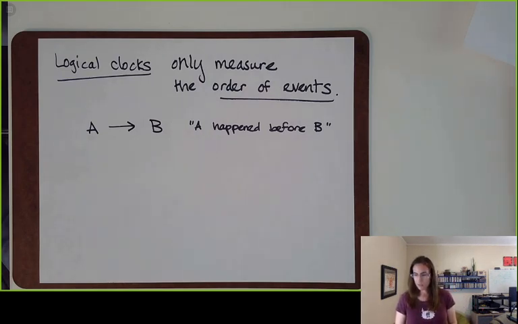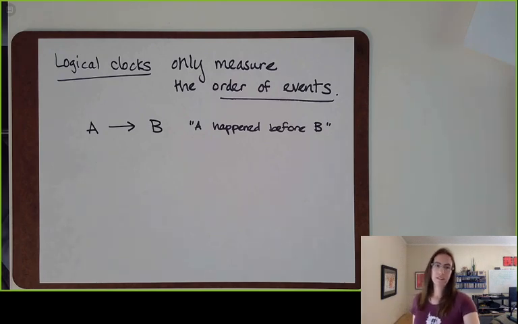All right. So yeah, so what does it tell me that A happened before B? In particular, what does that tell me about what caused what, or what might have caused what?